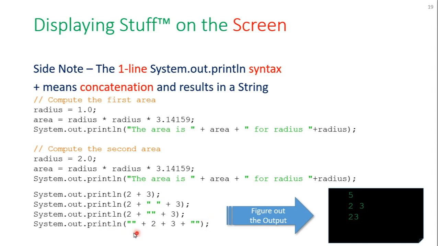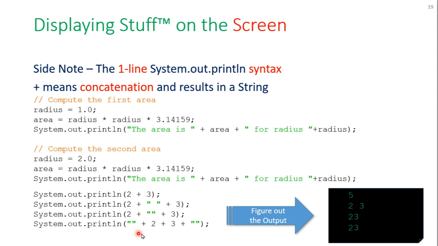What about this one? Empty string, plus 2, plus 3, empty string. So there are two ways that could go, right? That plus here in the middle could mean I do 2 plus 3, 5, and then I do 5 plus an empty string, so that gives me a string that contains 5, and then a string that contains 5 plus an empty string gives me again a string that contains 5. Well, let's take a look. Nope, that's going to display 2 followed by 3.